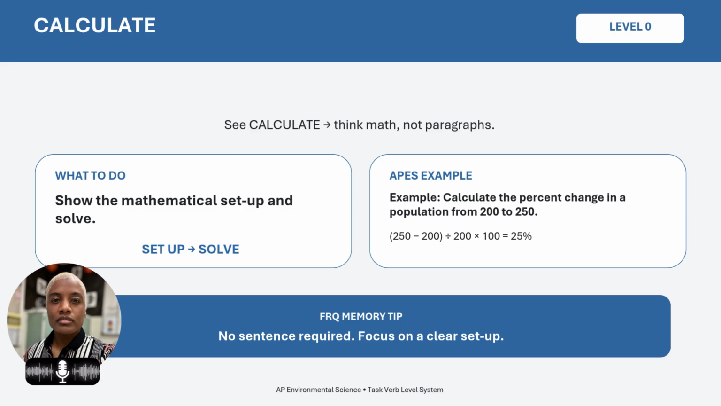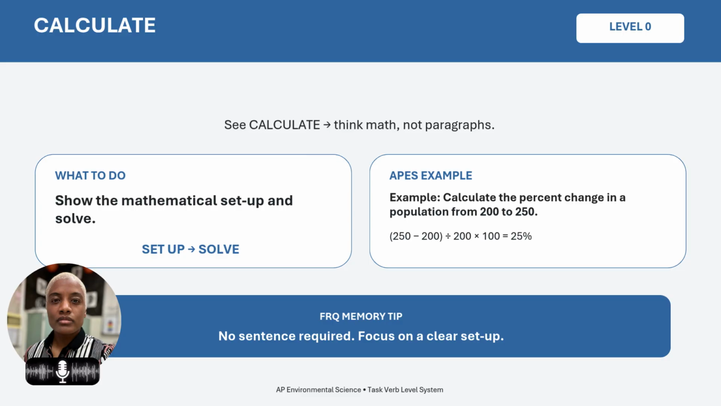The difference in knowing what these verbs mean is the difference in getting the point or not. Okay, and we're going to walk through each of these verbs so when you see this signal verb, you will know what kind of answer you need to give so you can get all the points. Okay. The first one is calculate.